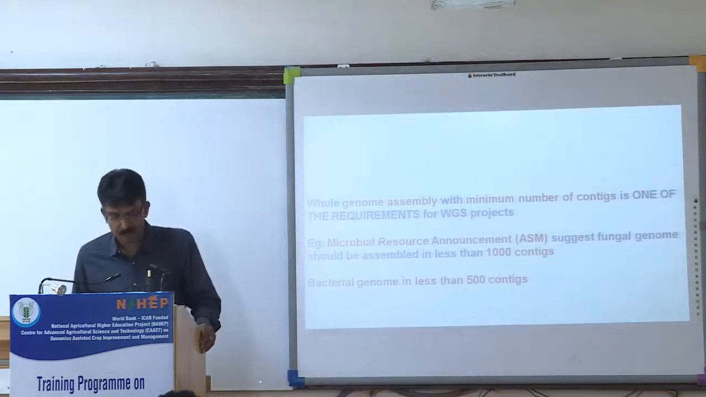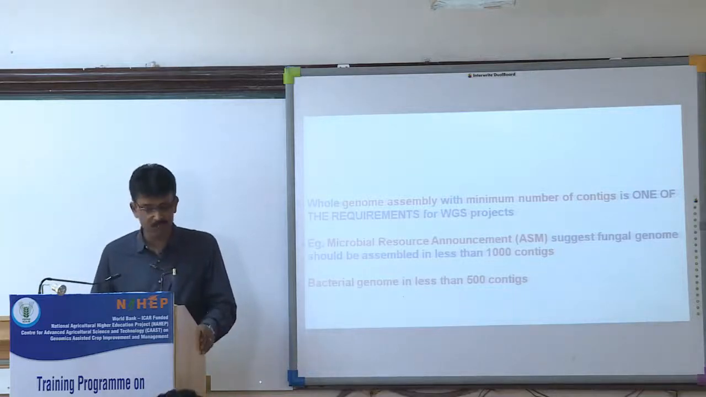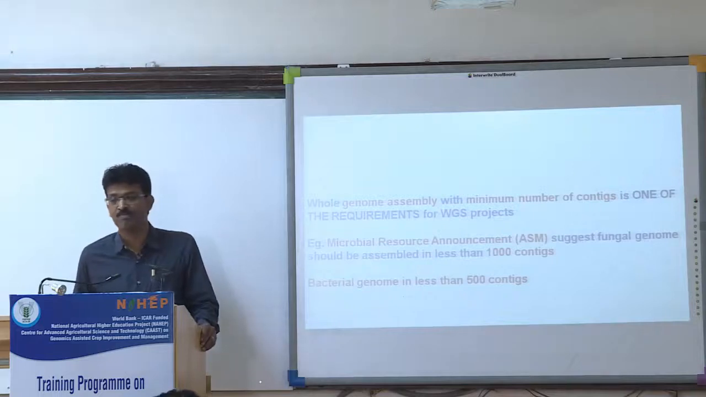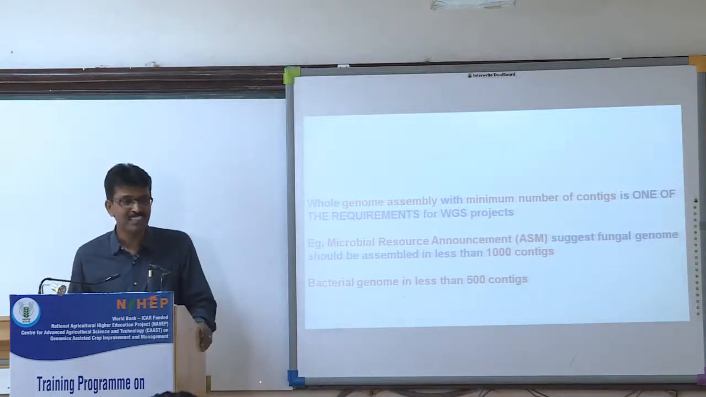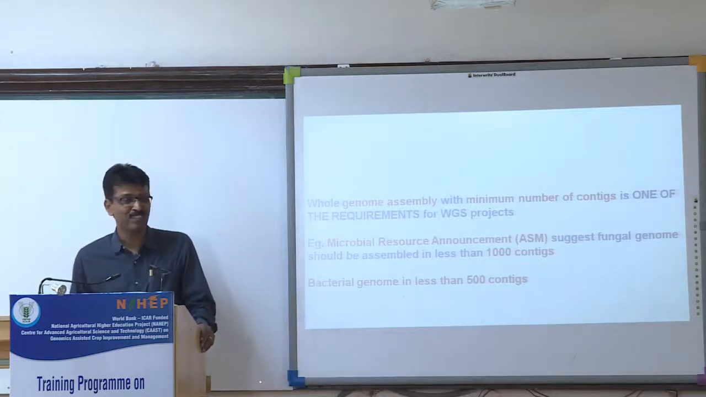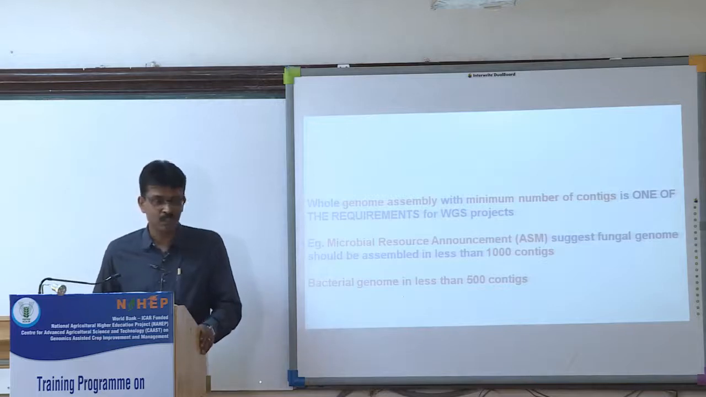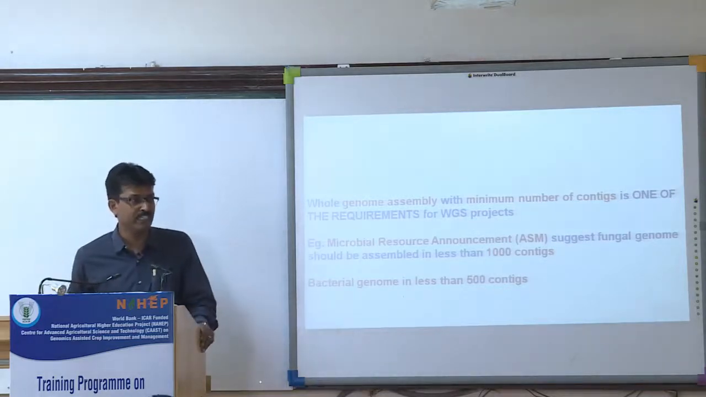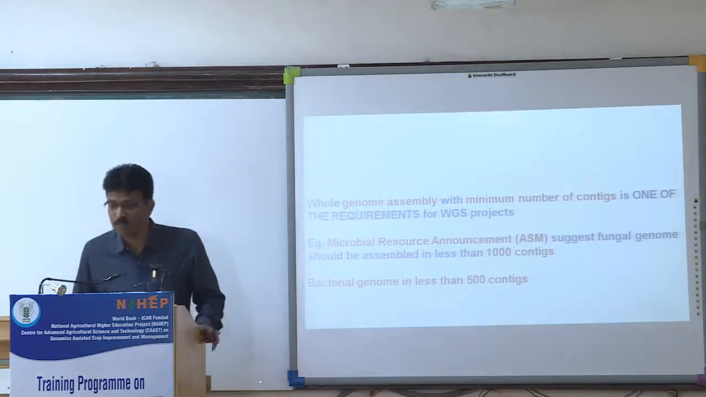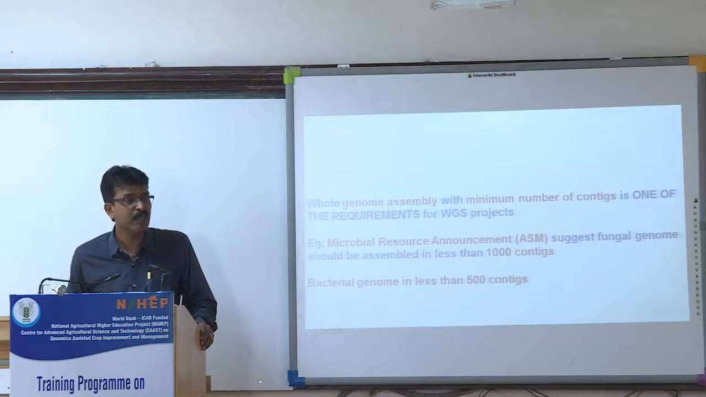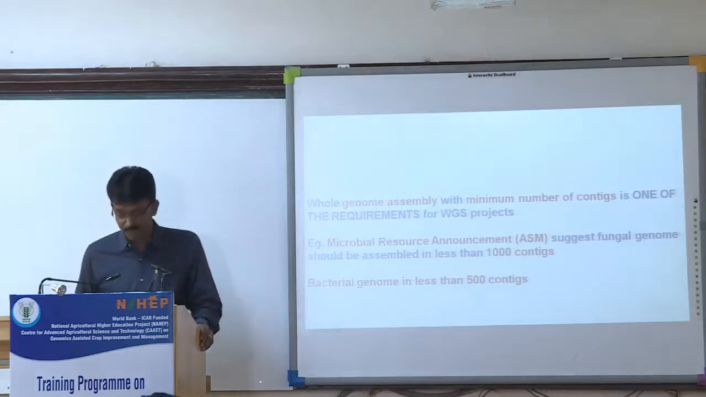The whole genome assembly with a minimal number of contigs is one of the requirements of any whole genome sequencing project. The minimal number is up to you. For example, the flagship journal which publishes this genome sequencing data, called Genome Announcements, changed its name maybe a year ago. Now it is called Microbial Resource Announcements.